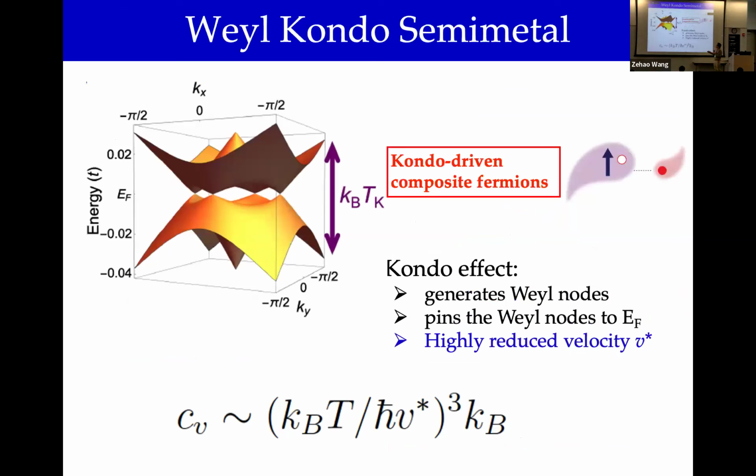in the model, we define Weyl nodes, and because these are Weyl nodes associated with Kondo-driven excitations, they are pinned to the immediate vicinity of Fermi energy, and also the velocity is extremely small, 3 orders of magnitude smaller than the graphene electron velocity. So the velocity would be on the order of velocity of sound.